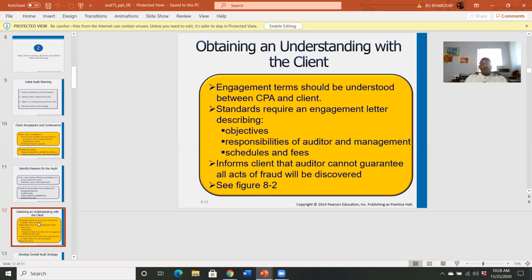You want to inform the client that an audit cannot guarantee all acts of fraud will be discovered. This is a major misunderstanding between the public and the CPA profession. Once you certify a financial statement, especially dealing with small clients, the public feels that, hey, everything is fine and dandy. They refer to it as the accountant blessing the financial statement. So they're putting us right next to God, where we belong, by the way. We bless the financial statement.